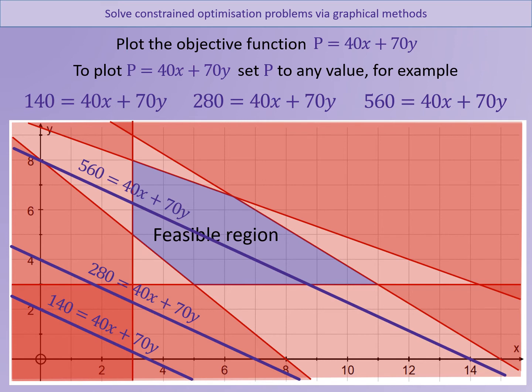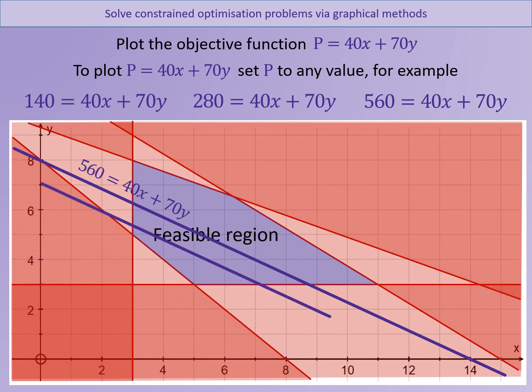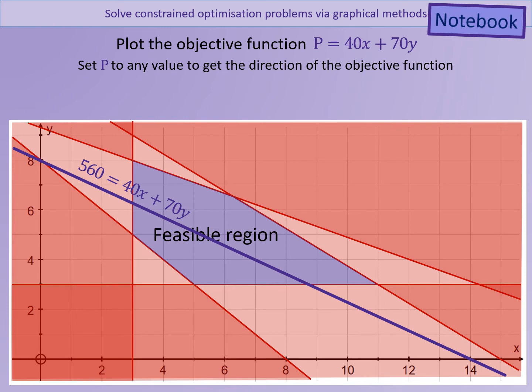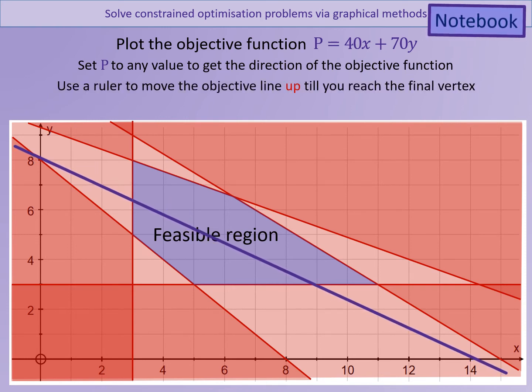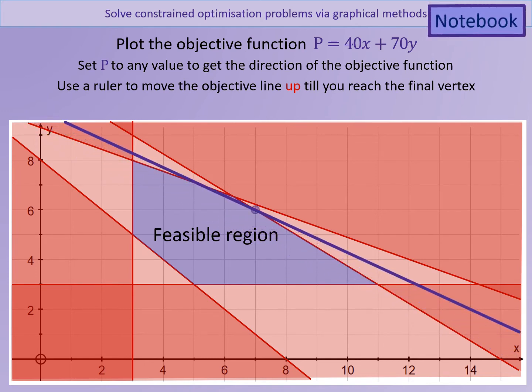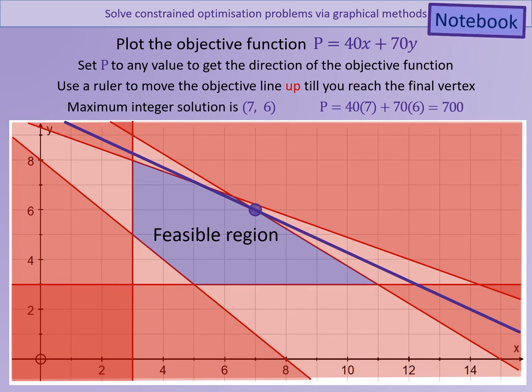Because we are trying to maximise the value, we now need to slide the line up as high as it will go before it leaves the feasible region. This can easily be achieved using a ruler. So we're going to move the ruler up now, being careful not to change the gradients until we reach the highest point. Now, because we were looking for integer values, we need to stop when the line reaches its last integer value. That gives us our solution of x is 7, y is 6. And substituting x is 7, y is 6 into p gives us the value of 700, which we arrived at earlier.